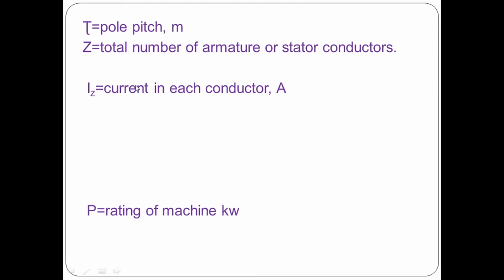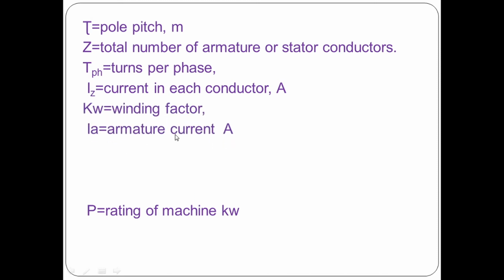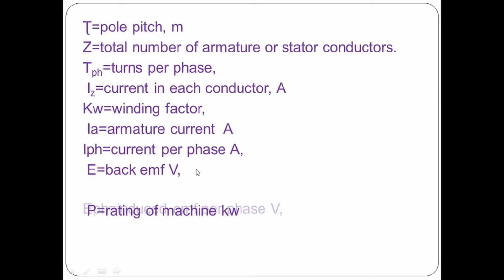Correct. So next, T phase is the total number of turns per phase, and IZ is the current in each conductor in amps, and kW is the winding factor, and Ia is the armature current in amps, and IPH is the current per phase. E is the back EMF in volts, and E phase is the induced EMF per phase in volts.